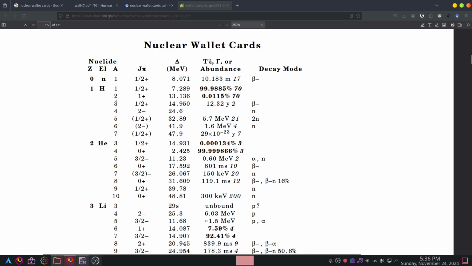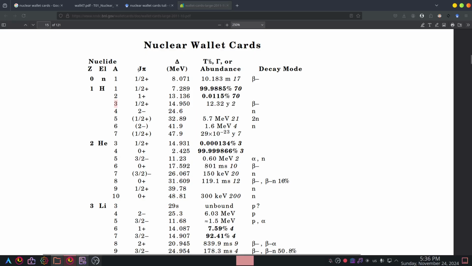So for example, hydrogen 3, this is called tritium, will have 1 proton and 3 nucleons. 3 nucleons means the total number of protons and neutrons is 3. So that's 1 proton and 2 neutrons.